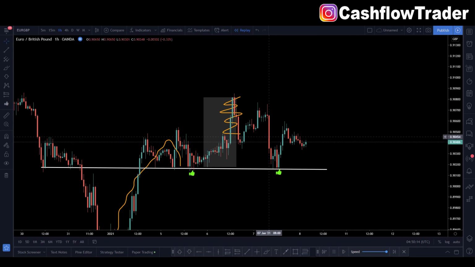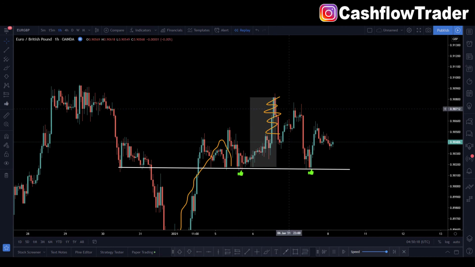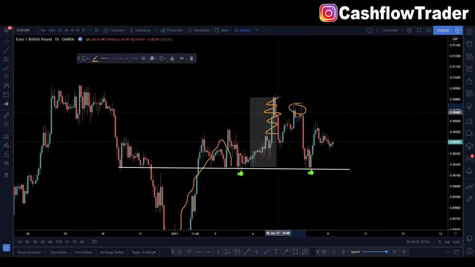Okay, let's analyze this here to see what happened really here. So the actual fail of this run, it happened at this point here. So this was just a blip. The actual fail happened here.